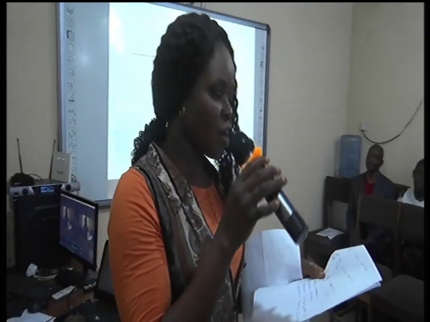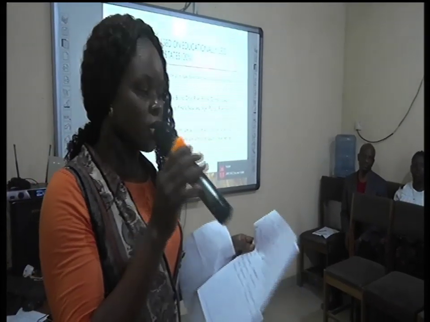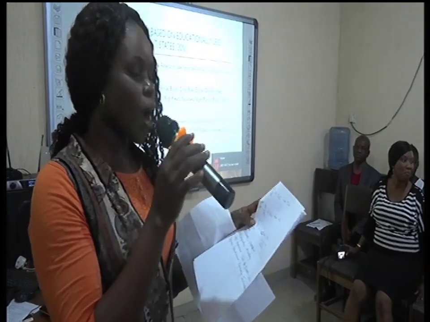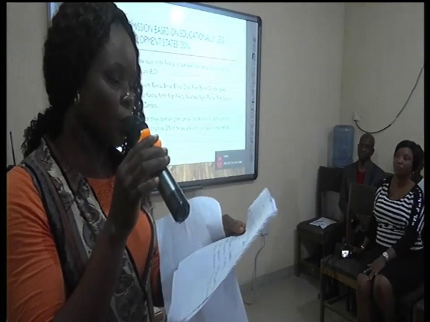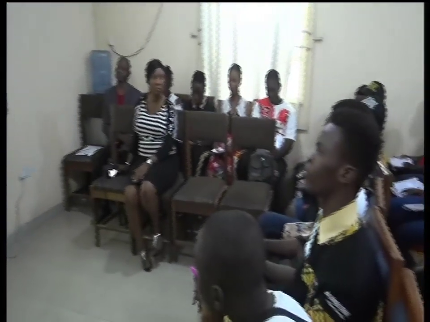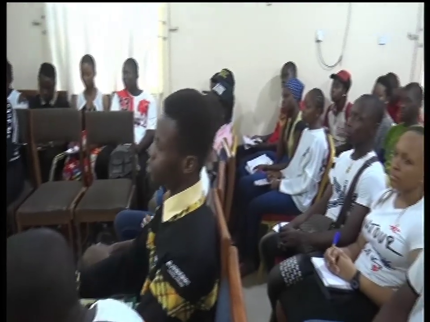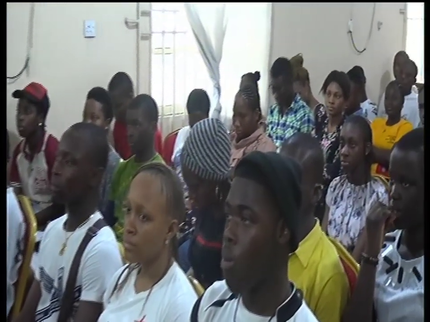For catchment area, 35 over 100 times 120, you have 42. That means 54 candidates will be admitted based on merit, while 42 will be admitted based on catchment area. Then for the last one, we have educationally less developed states. We have 20 divided by 100 times 120. That is 24. When you sum up together, you get 120 candidates.